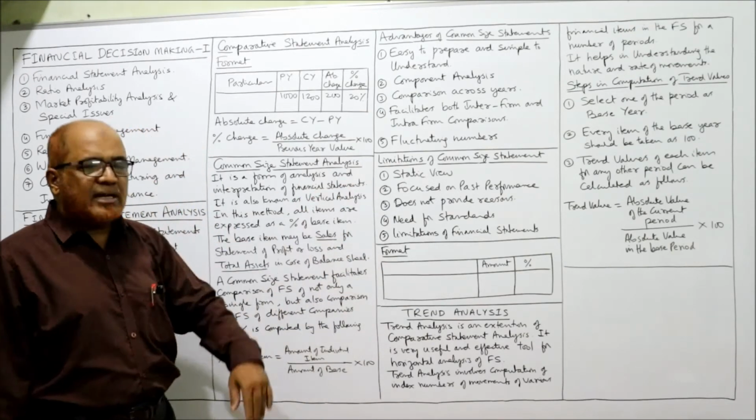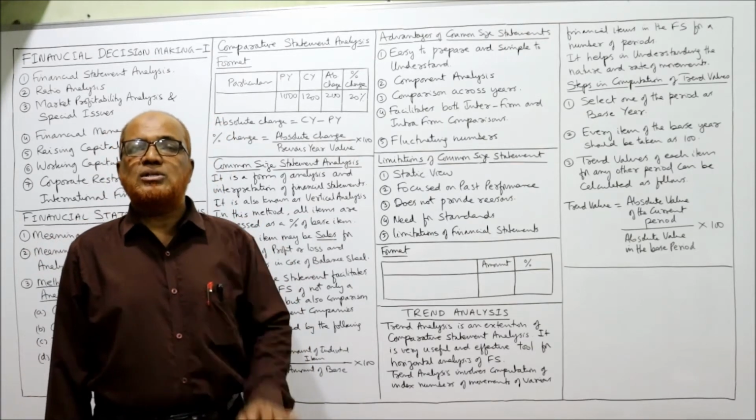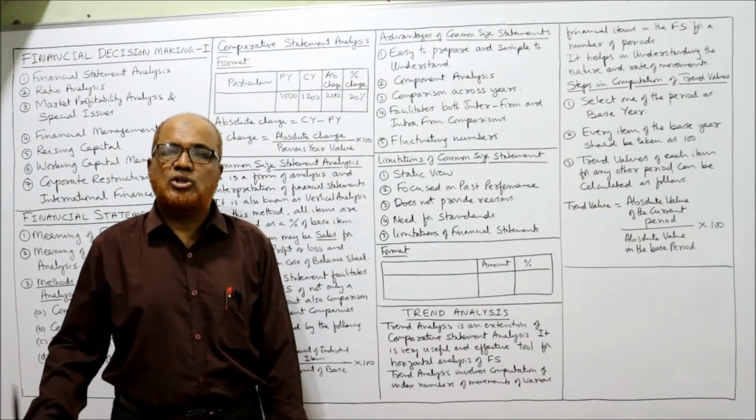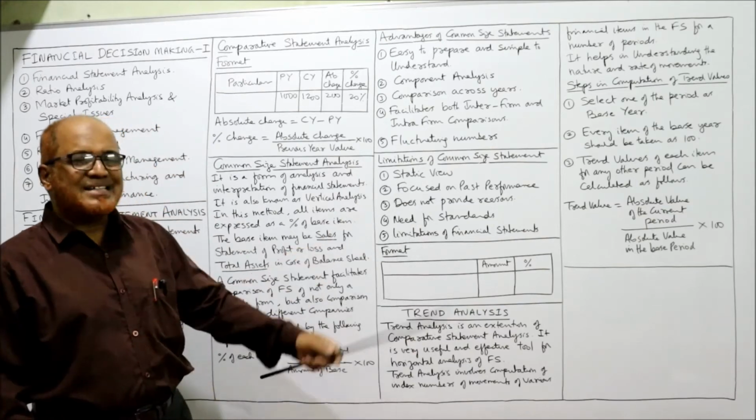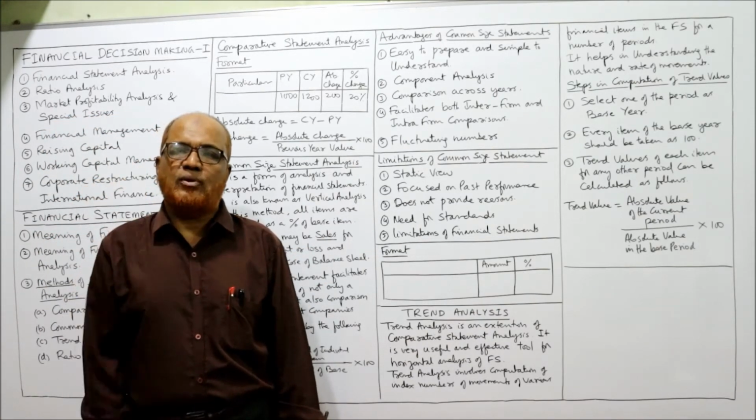Now, what are the limitations? We don't have only advantages. We have some limitations also of common size statement. What is the first limitation? Static view. Static means constant view.